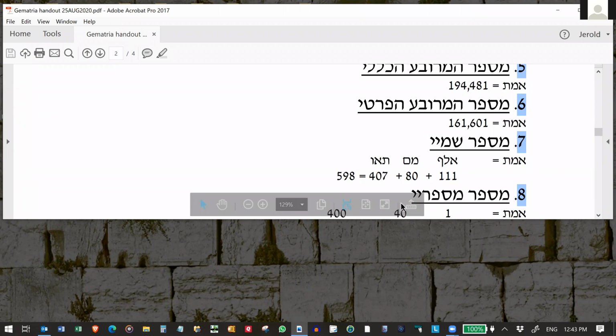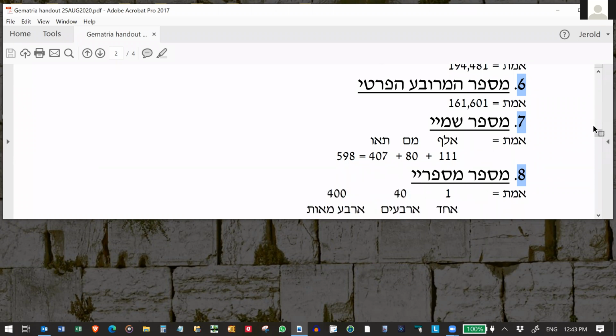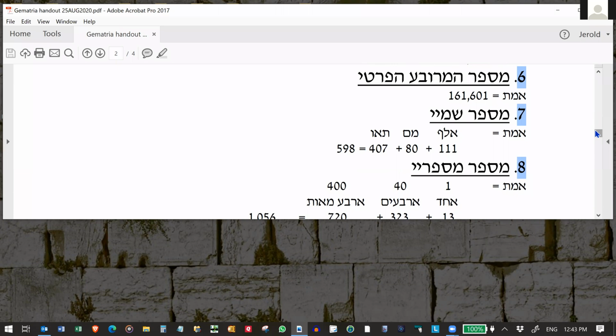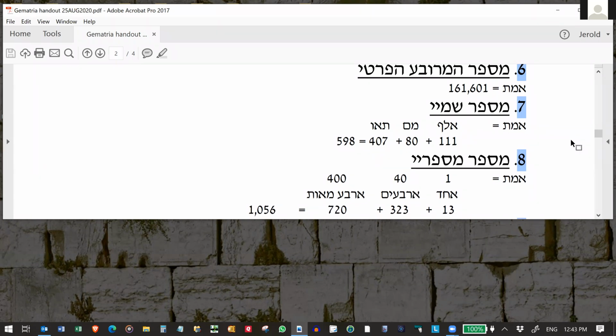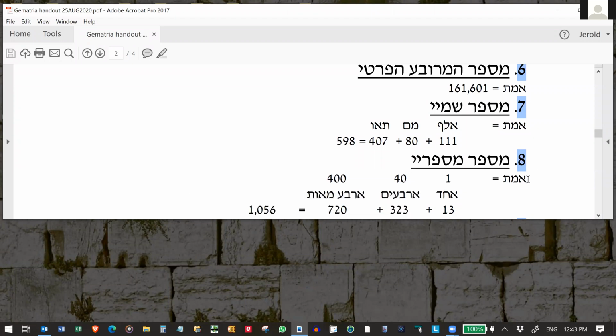MS is 140 and 400. That's the standard Gematria. We take that, MS, 140 and 400, and we find the Hebrew word for that name: Echad, Arbaim, Arba Meot. We then take the regular Gematria of that word. Echad is 13, Arbaim is 323, Arba Meot is 720. 1056 is the Mispar Mispari value for the word MS, because you take the value and you turn it into that.